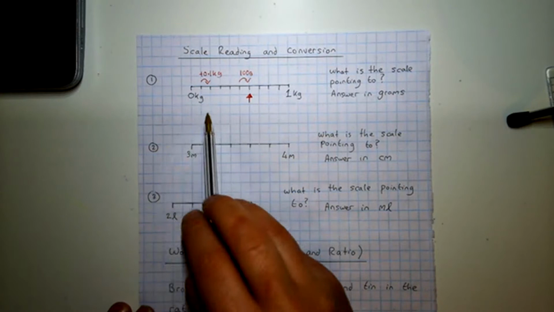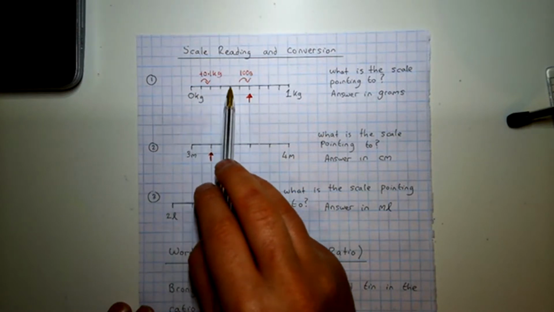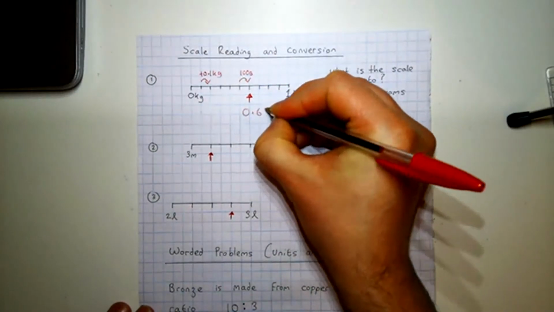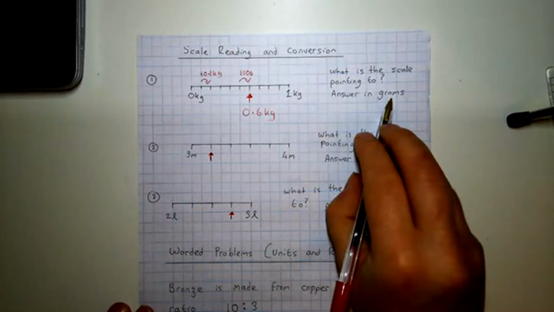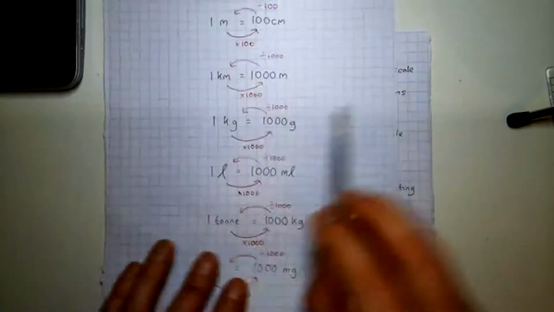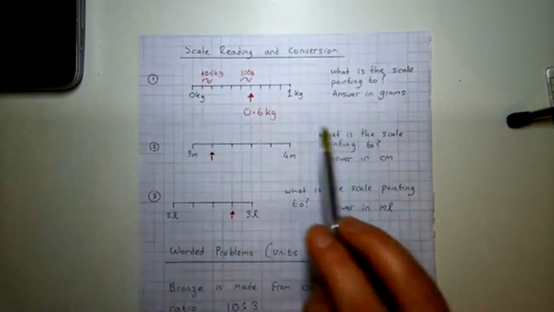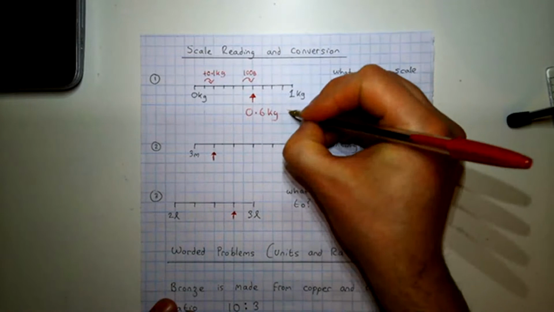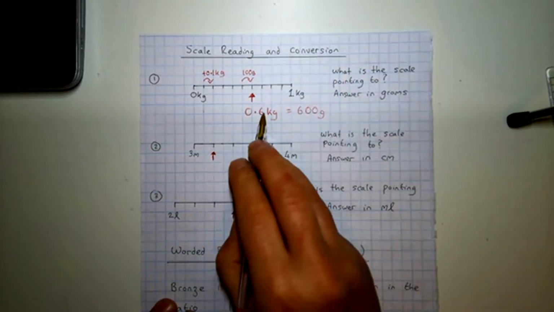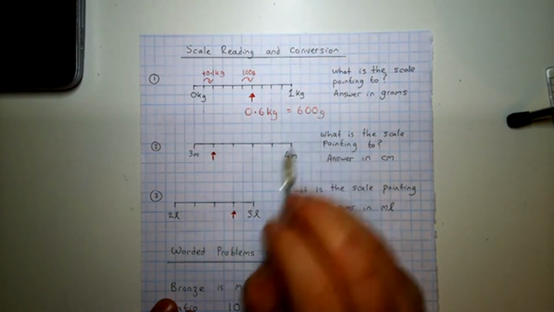So let's have a look what the arrow is pointing to. 0, 0.1, 0.2, 0.3, 0.4, 0.5, 0.6. So 0.6 kilograms, but it wants the answer in grams. Kilograms to grams, times by 1,000. So that is going to be 600 grams. I'm going to move the number once across to make it 6, and then I'm going to add on 2 zeros. So 600 grams.